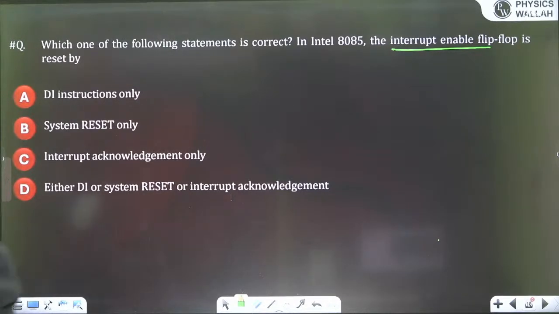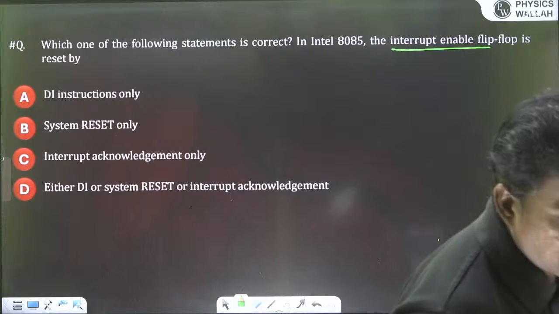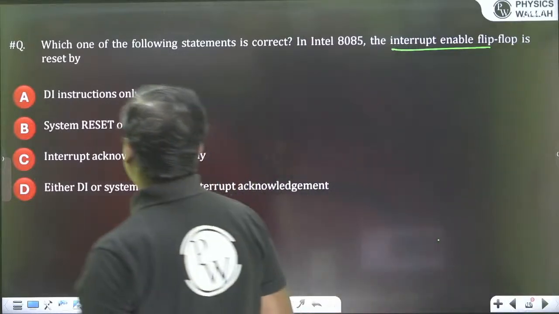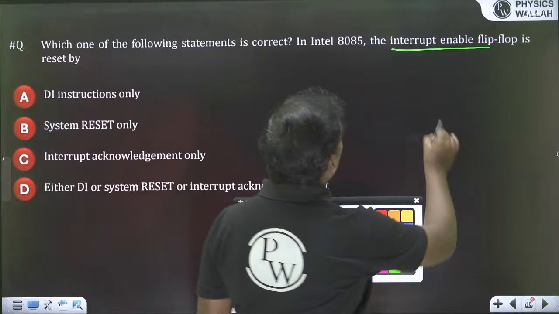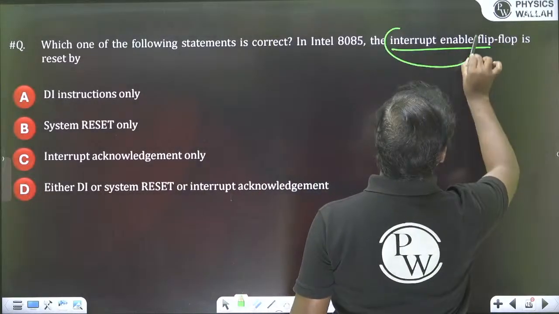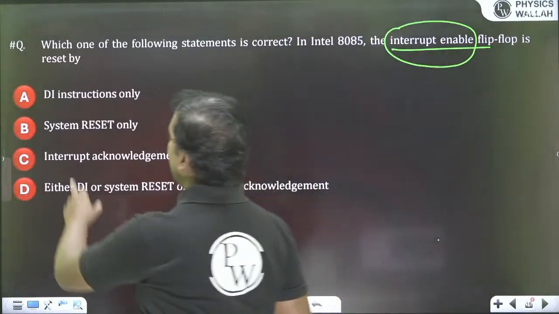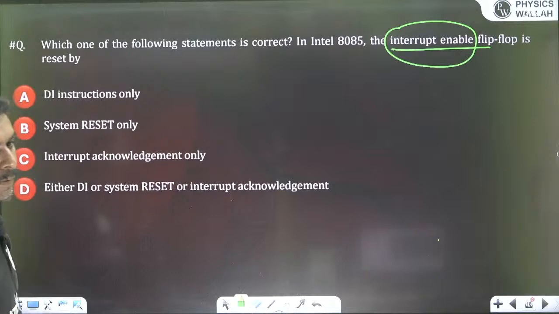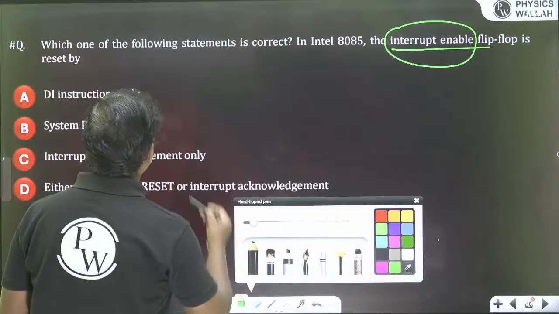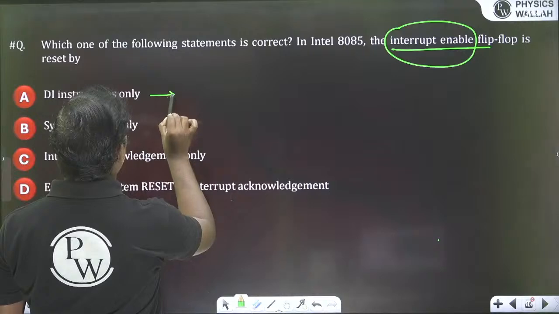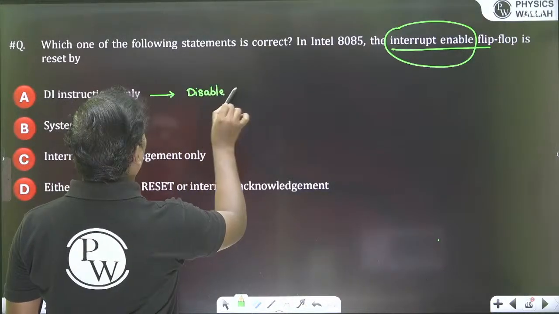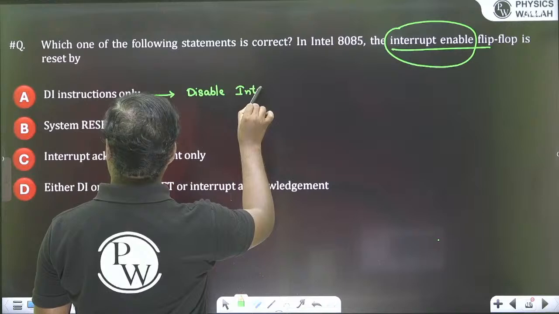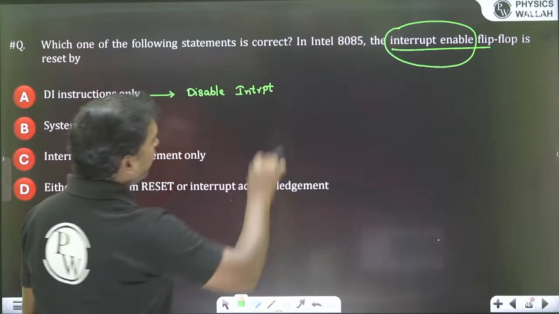What could be the answer? Excellent, Rahul Raj. Option D. Why? Because he's thinking of the interrupt enable, my dear. DI means what? DI is disable interrupt, right? Disable interrupt. That is interrupt enable.